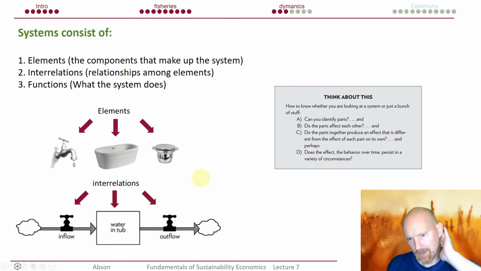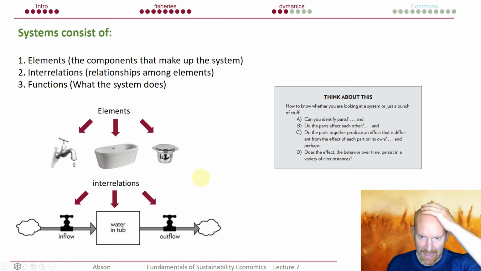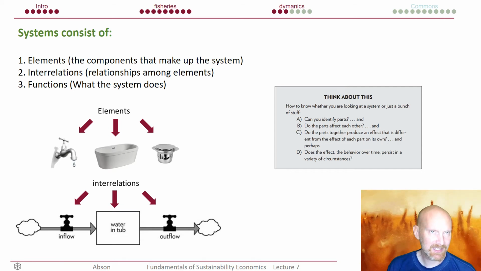So generally, a system has identifiable parts. The parts affect each other. Together they produce a different outcome than each part on its own. And usually you'd expect some kind of persistent function or behavior over time in a variety of situations. So it doesn't matter if it's cold outside, unless it's super cold, you can still pour water in, and it'll still go out the drain.